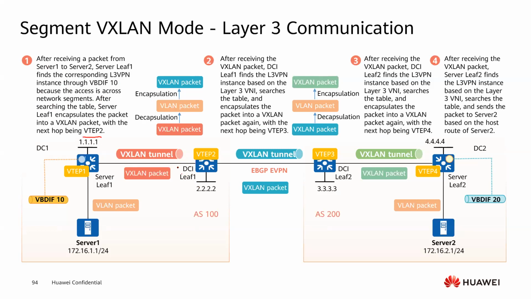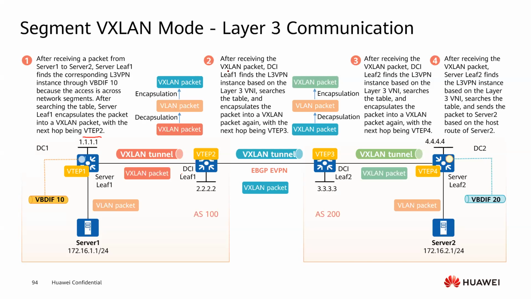Then this VTEP 2 will decapsulate this packet into a VLAN packet. After receiving the VXLAN packet, the DCI leaf finds the level 3 VPN instance based on the level 3 VNI, searches the table, and encapsulates the packet into a VXLAN packet again. Then the next hop is VTEP 3. Notice now the VNI, the inner source MAC address, and the next hop change again.